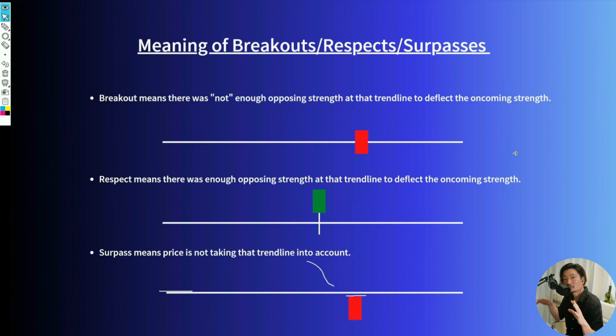Okay, so now that we covered the basics of support and resistance, let's get into more detail of how a price action trader uses support and resistance in trading.